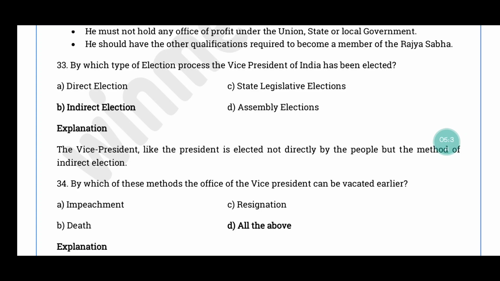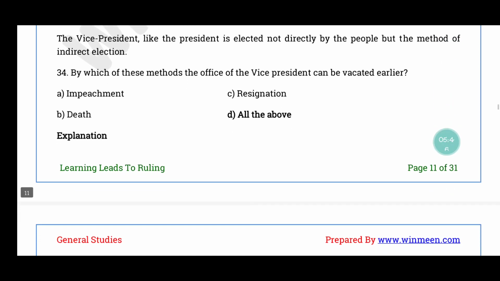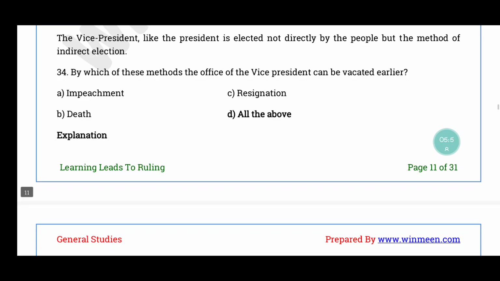Vice president of India வந்து like the president is elected not directly by the people but the method of indirect election by the electoral college. Question number 34. By which of these methods the office of the vice president can be vacated earlier? The correct answer is option D, all the above, through impeachment, resignation and death.